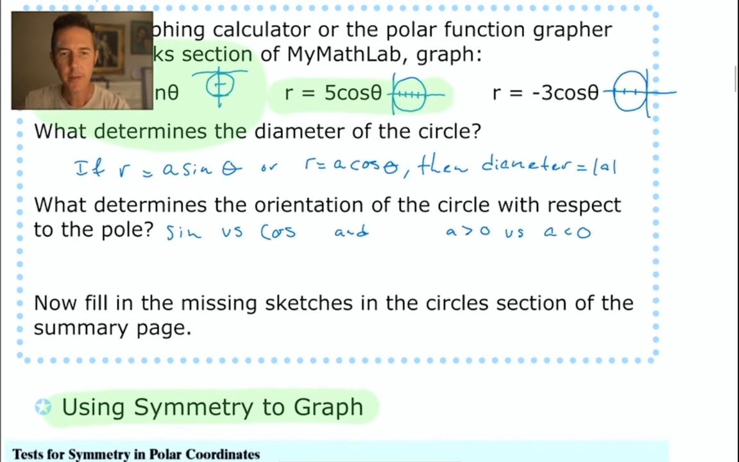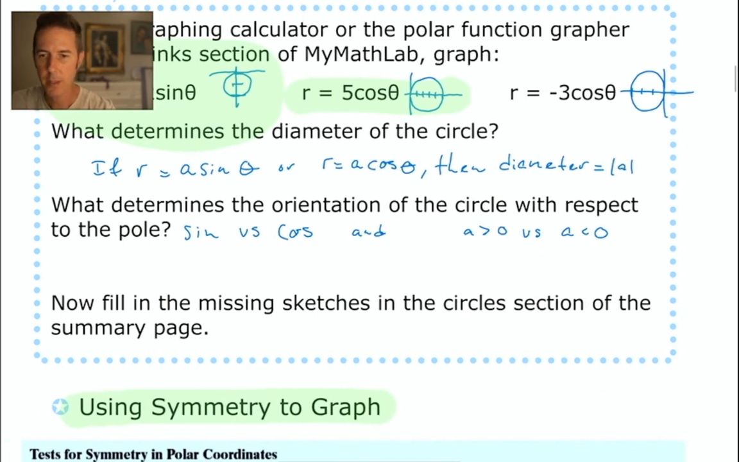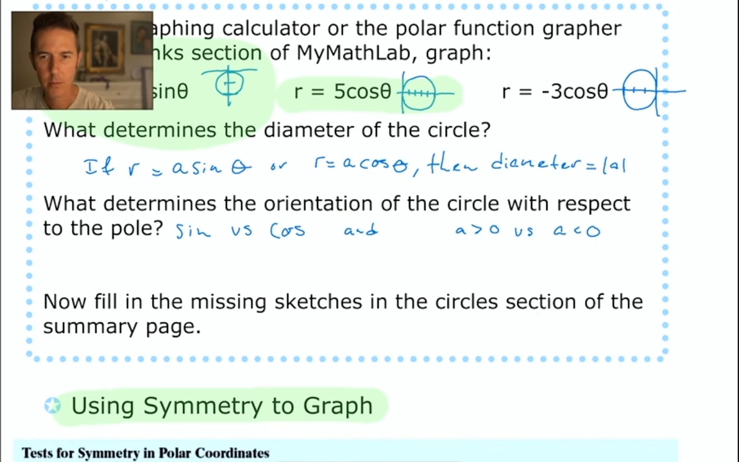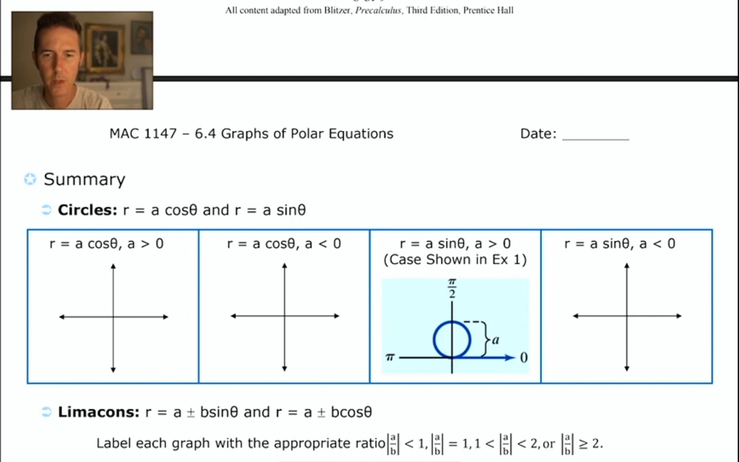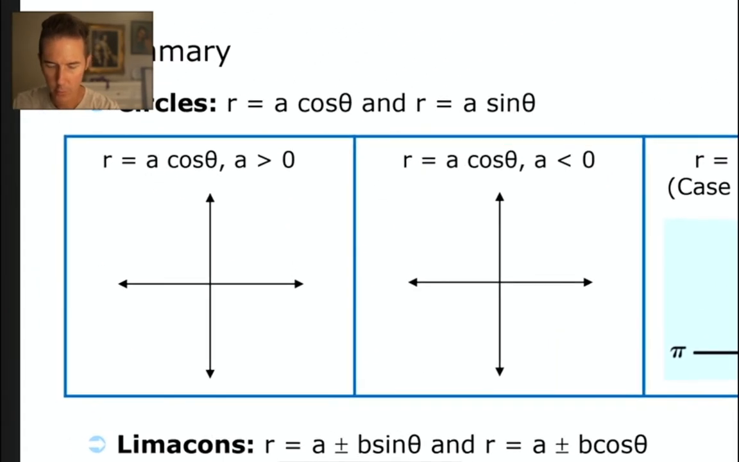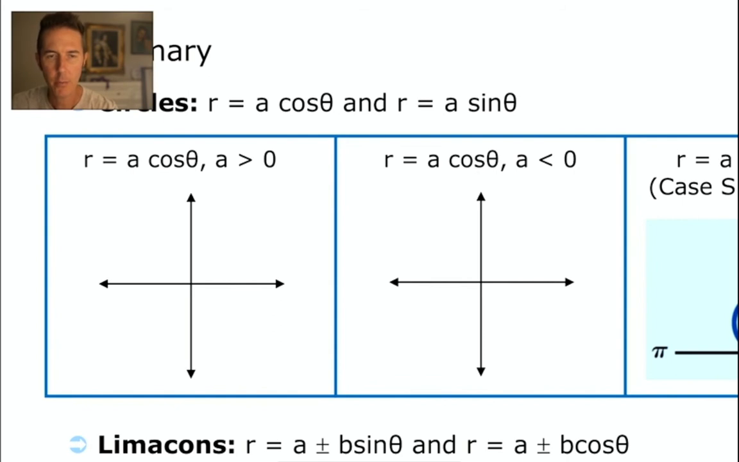And then it says, fill in the missing sketches in the circles section of the summary page. So I'm going to jump down to the very last page of these printable notes. And this is nice. These particular printable notes have a summary page at the very end, and we can draw in these sort of generic versions of these circle graphs. So here we've got r equals a cosine theta. I see the cosine, so I know it's going to be to the left or right of the pole. My a value is positive, so I'll be on the positive horizontal side of the pole.